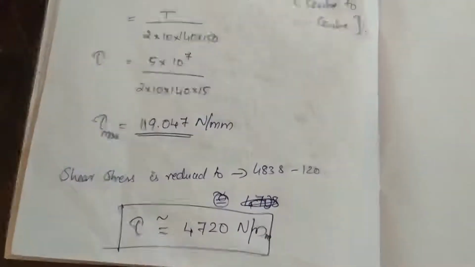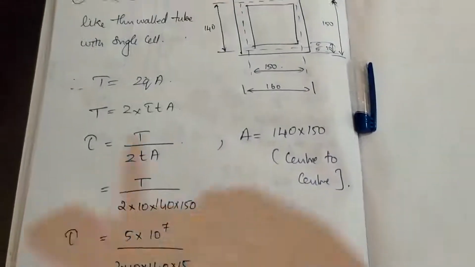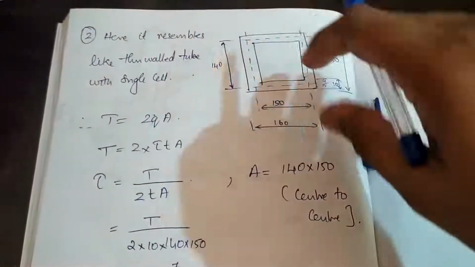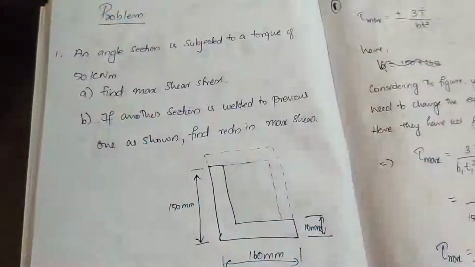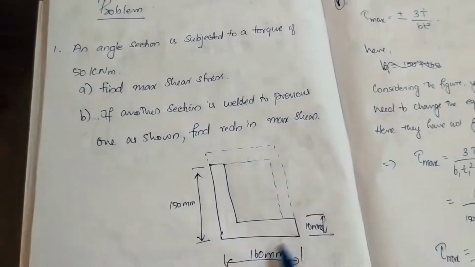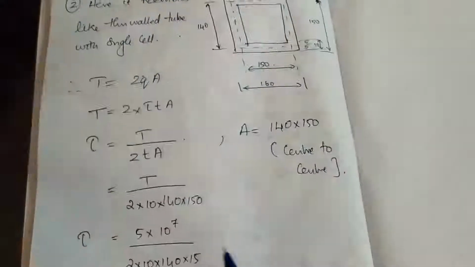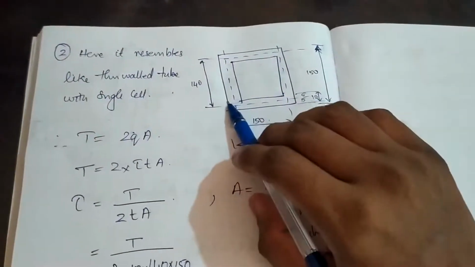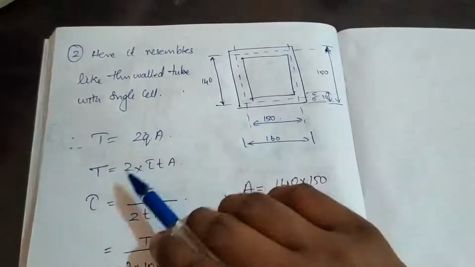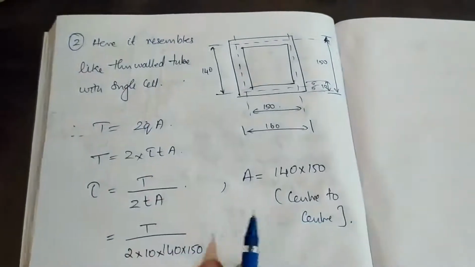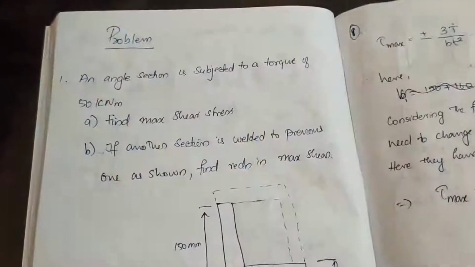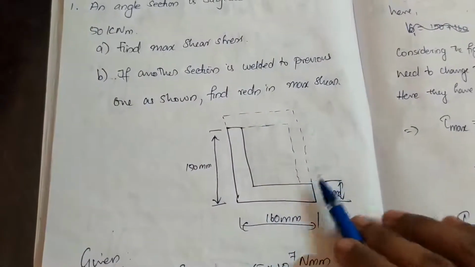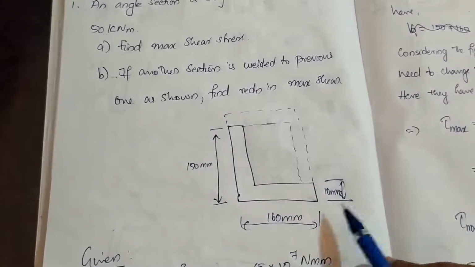So you have to find out what sort of equations are to be applied. In this case, this is an angle section, whereas this is a rectangular hollow tubular section. For a tubular section you need to apply this equation, as there will be shear flow. But here you need to use the thin rectangular section formula.